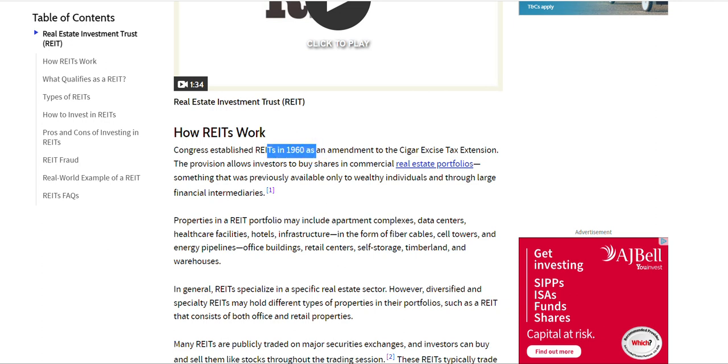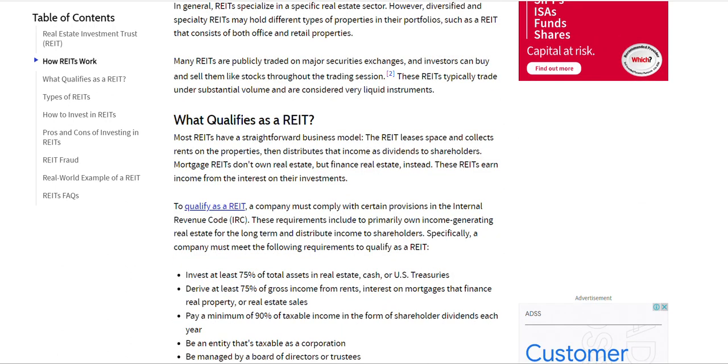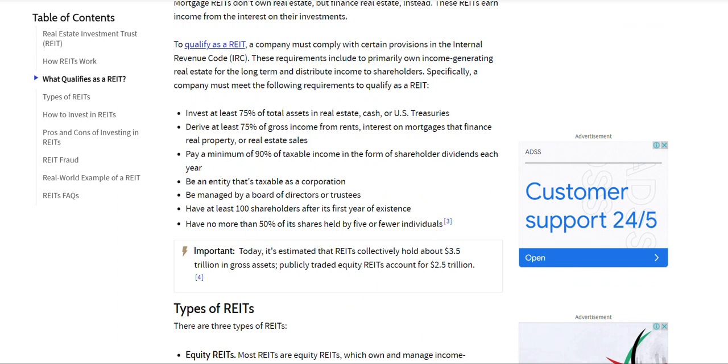In order for a company to become a REIT, some of the rules that you have to follow are these. Invest at least 75% of the total assets in real estate, cash, or US treasuries. Derive at least 75% of the gross income from rents, interest on mortgages that finance real properties, or real estate sales. Pay a minimum of 90% of the taxable income in the form of shareholders' dividends each year, and this is important.